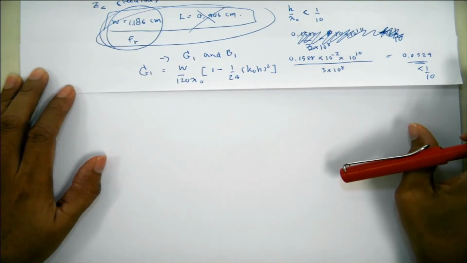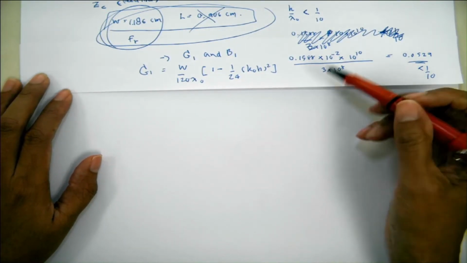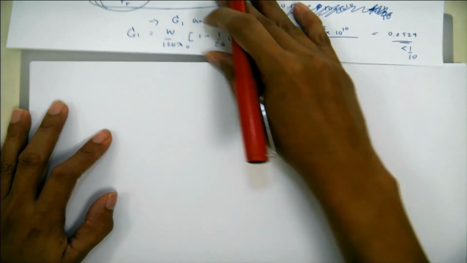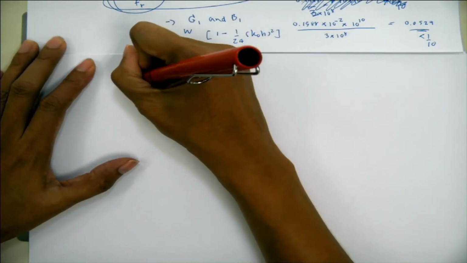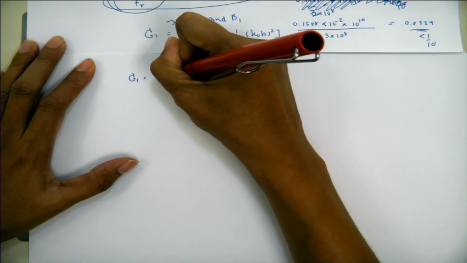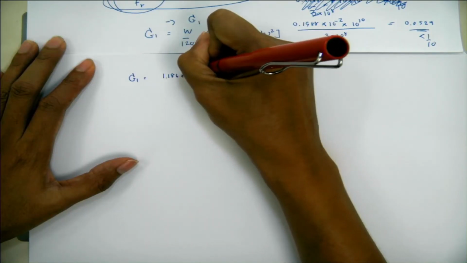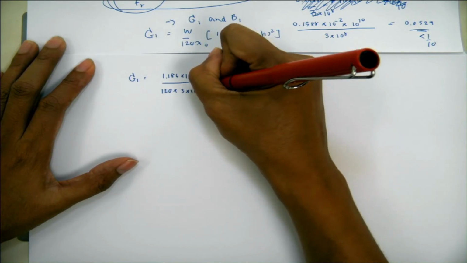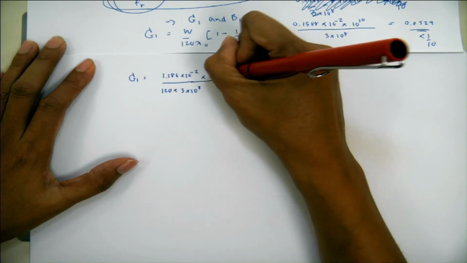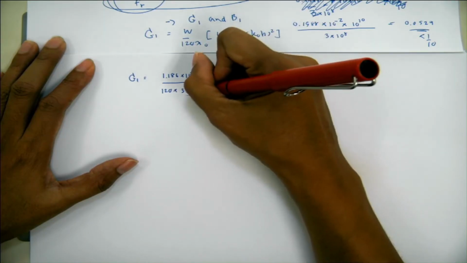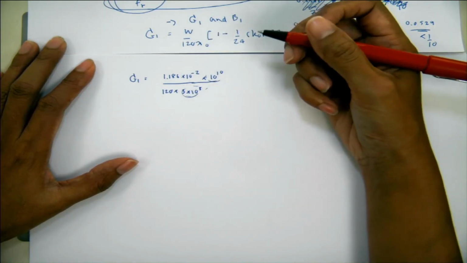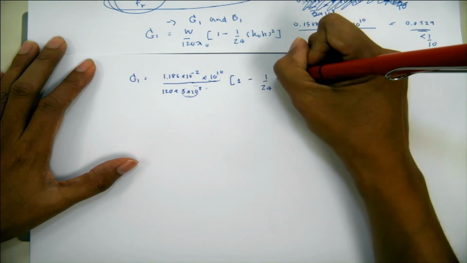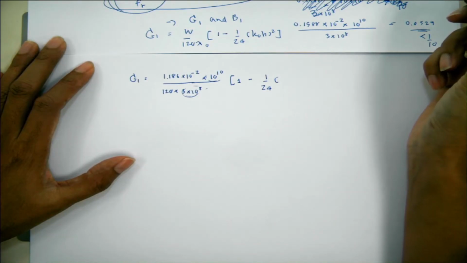So from here we get 0.1866. Okay, it's less than 1/10. So now we're going to find this G1. G1 is W, which is 1.186 times 10 to the minus 2 meters, over 120 times 3 times 10 to the 8, and 10 to the 10 here. This term is the operating wavelength, and 1 minus 1 over 24 K naught. Now we need to find K naught.